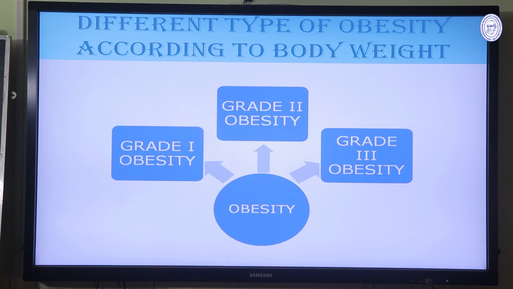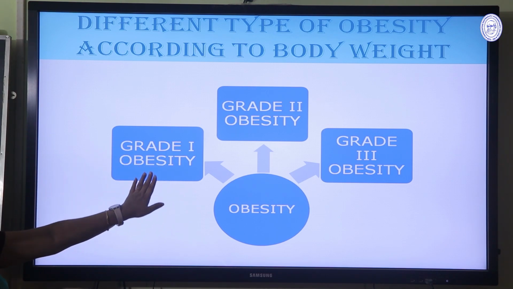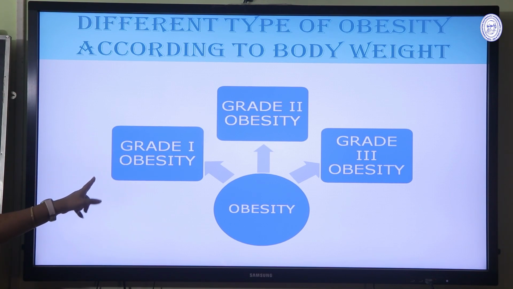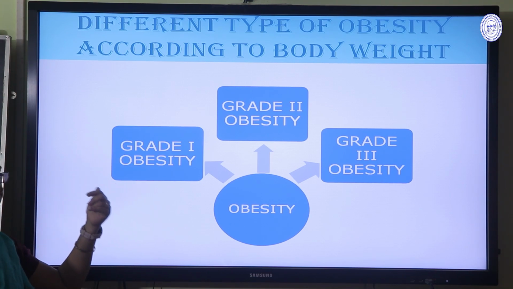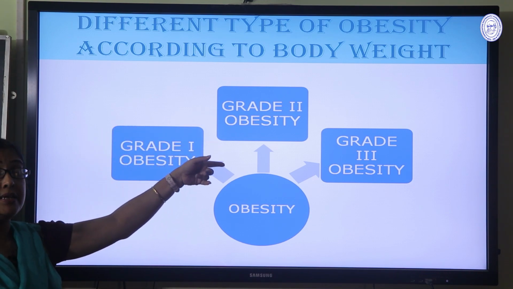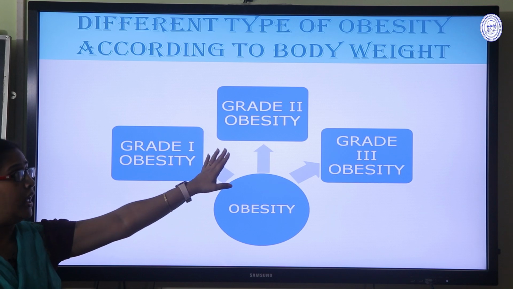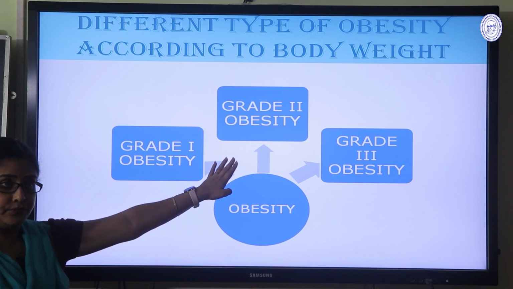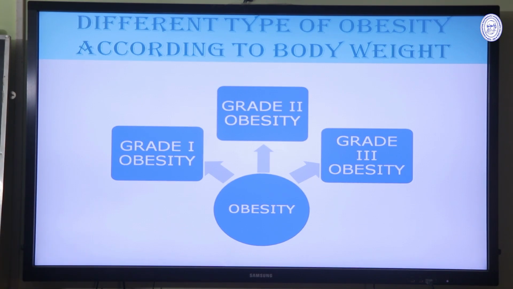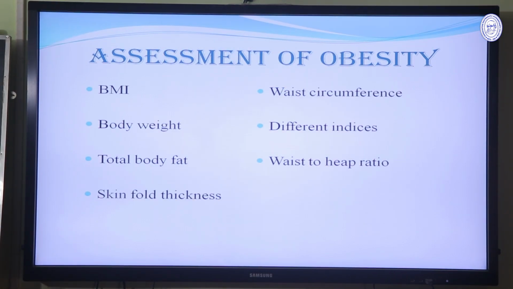If we consider obesity by body weight, it is of three types: grade 1, grade 2 and grade 3. Grade 1 is the initial stage of obesity that can be cured with simple dietary modification and some regular physical activity. Grade 2 obesity requires a higher degree of dietary modification and physical activity, and grade 3 obesity definitely needs medical supervision and even surgery.